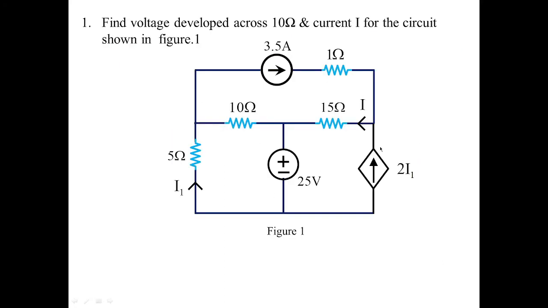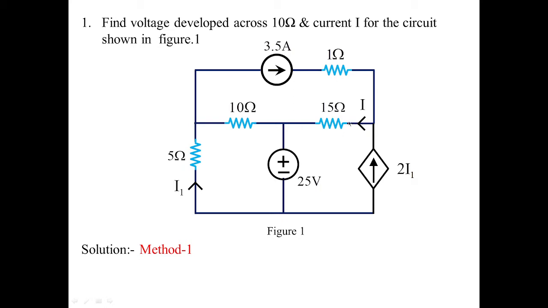Now you can see in figure 1 you have a dependent source, that is a current-dependent current source 2I1. This current is traveling in 5 ohms in this direction. So we need to find out what voltage is developed across 10 ohms, that is this branch voltage, and we need to find out the value of current which is traveling in 15 ohms in this direction. So this we can do with the help of mesh analysis and node analysis.